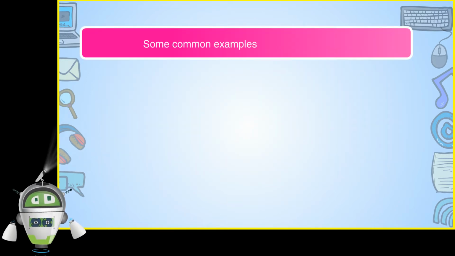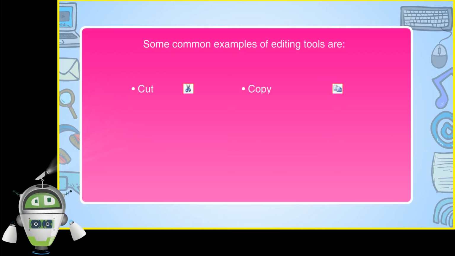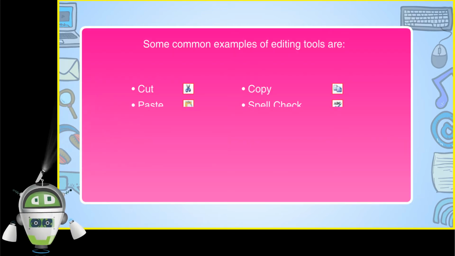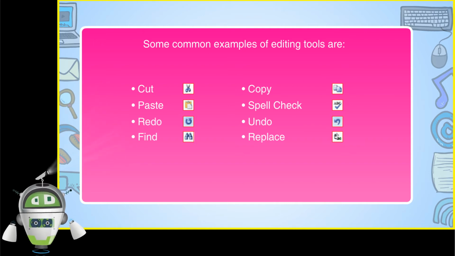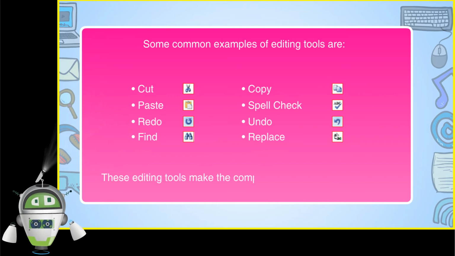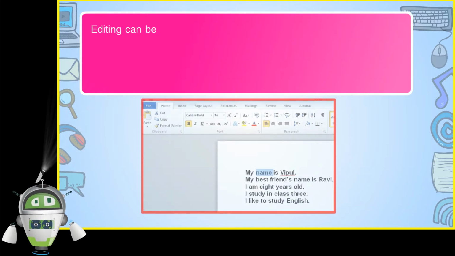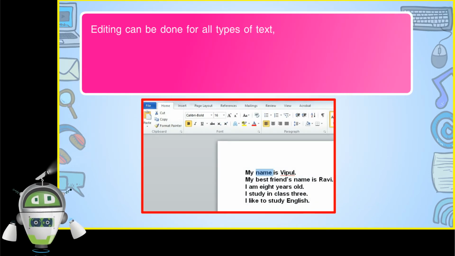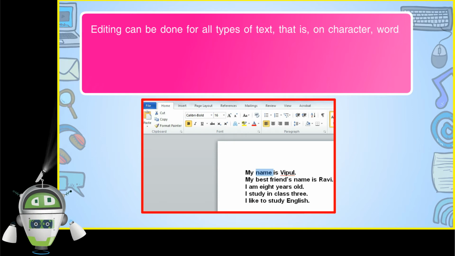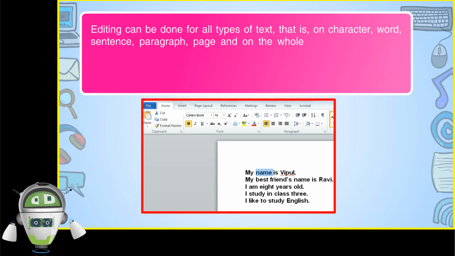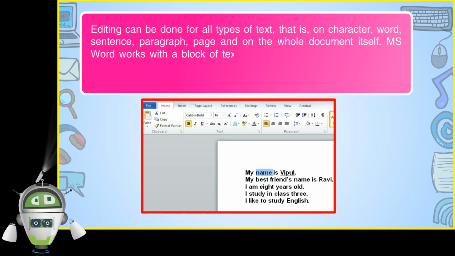Some common examples of editing tools are cut, copy, paste, spell check, redo, undo, find, replace. These editing tools make the computer a perfect typing machine. Editing can be done for all types of text, that is, on character, word, sentence, paragraph, page, and on the whole document itself. MS Word works with a block of text.